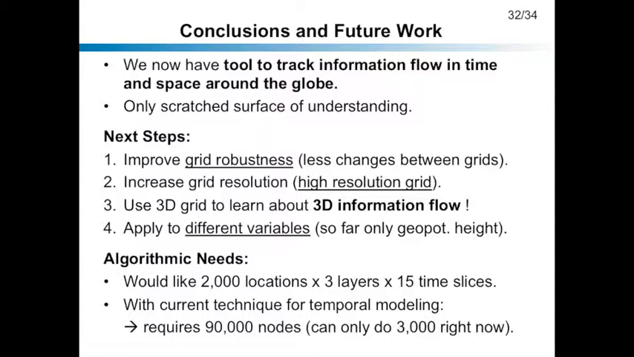So, conclusion and future work. We now have a tool to track information flow in time and space around the globe. But it only scratches the surface of the understanding we can gain with this method. So the next thing we want to do, number 1, is improve grid robustness. Number 2, increase grid resolution. We have 200 points. We want to have 2,000 points. And we're hoping number 2 will address number 1.